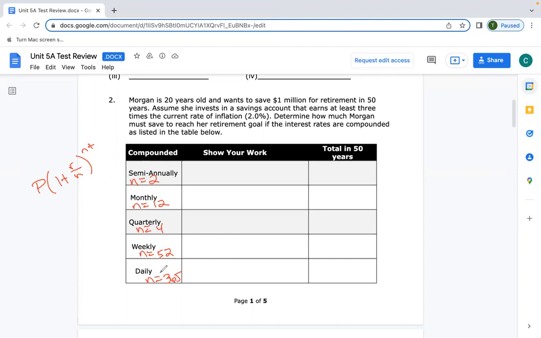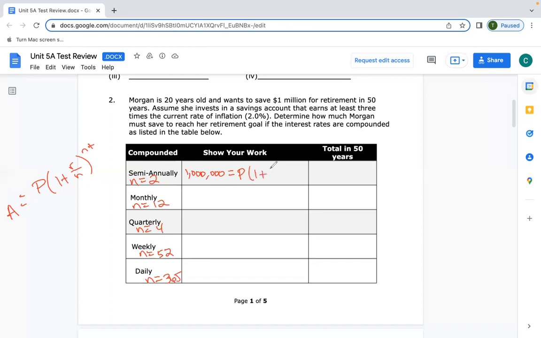Now, Morgan wants to save $1 million at the end. So she's trying to figure out how much she actually has to invest. So that means that this is going to be 1 million equals, we're not sure what P is yet.